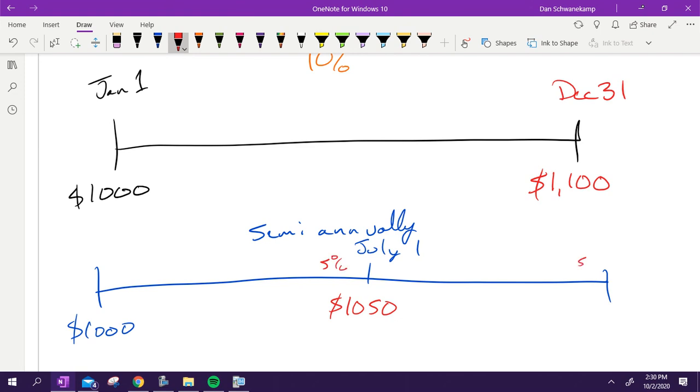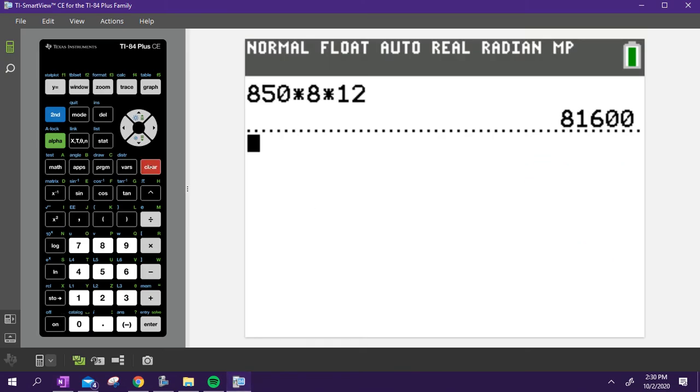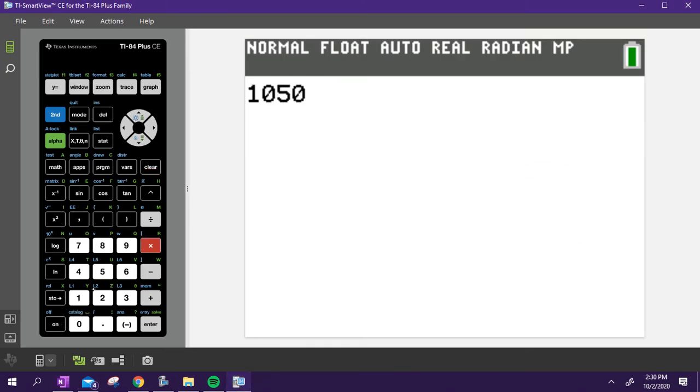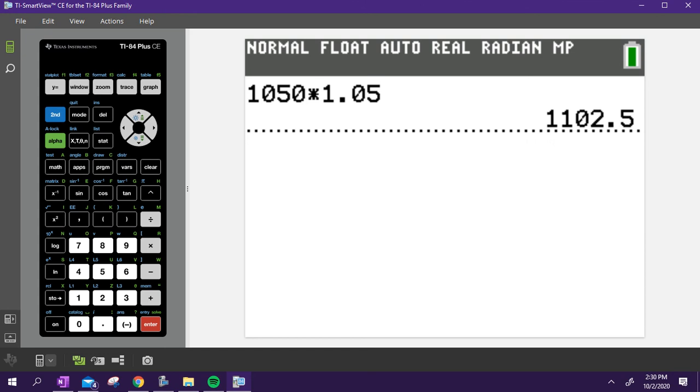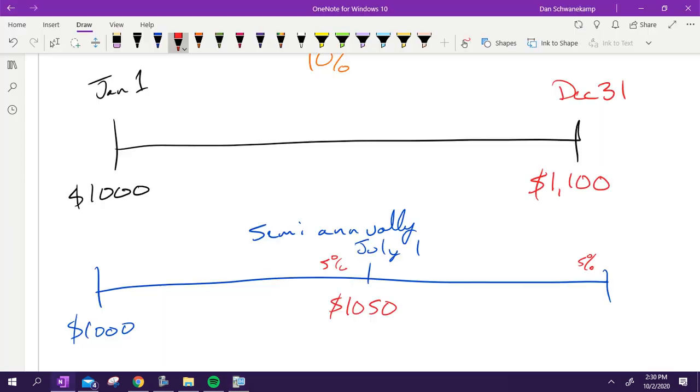Well, on December 31st, I'm going to get my other 5%. But the difference is this 5% is of what's in my account right now. And right now I've got $1,050 in there instead of just $1,000. And so you take your $1,050 and multiply by 1.05. That's 5%. Ooh, now I have $1,102.50. Let's go. Which would you rather have, more money or less money? I'm going to take the more. It's not a lot, but at least it's something.